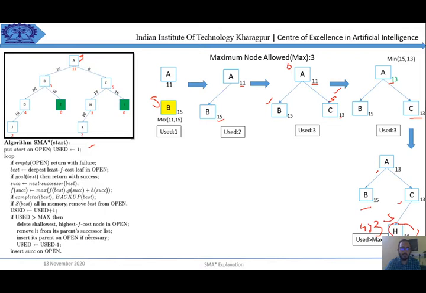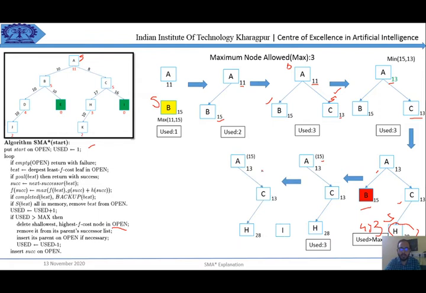So among these three, I have to take, because it is stated, I have to take the highest F that is there in the open list. So this one is the highest one, so I have to remove this B node. Removing this B node, remove it from the parent successor list. So from the parent successor list it has been removed, and it is in the parent open list. After that, I have to decrement the U value. So U is equal to 3. And insert that H, the successor, in the open list. So right now A, C, and H are in the open list.